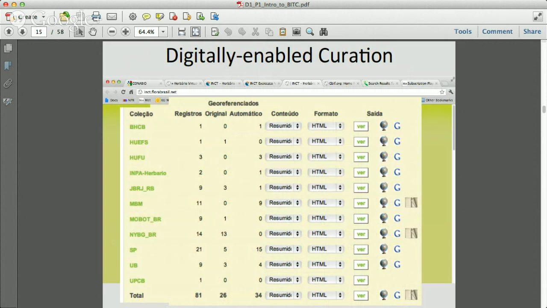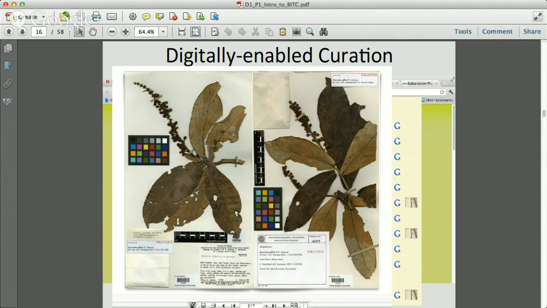And once the data exists digitally, then we can speed up this process using a whole bunch of digital tools that are online or on computer to essentially improve the data and improve the ability for people to interact with the data. And so here you can see a Brazilian project where you're able to make comparisons of herbarium specimens online and interactively as if you were sitting in the herbarium actually handling the specimens.